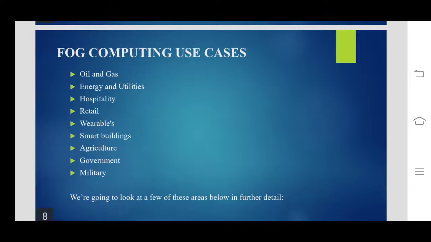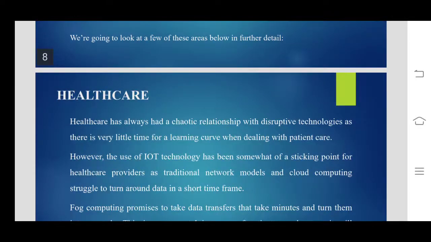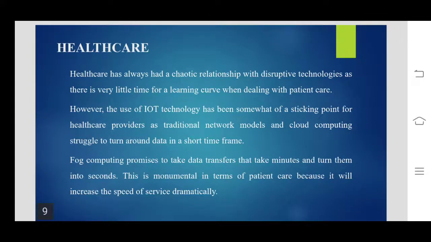Examples: oil and gas, energy and utilities, hospitality, retail, wearables, smart buildings, agriculture, government, military. We are going to see a few of these areas below in further detail. We are going to see one by one.